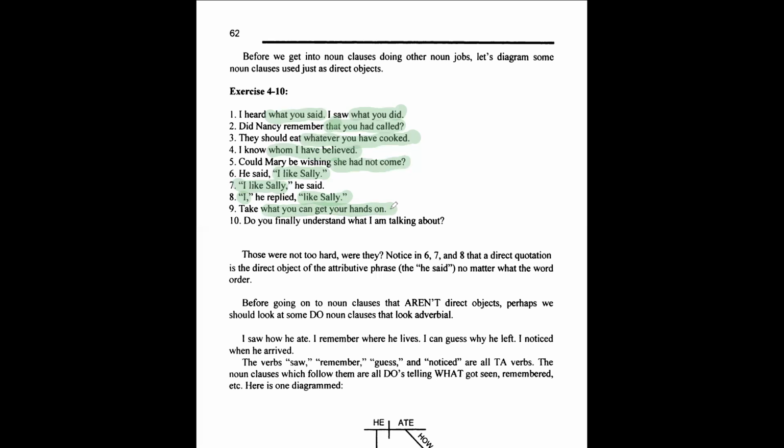Do you finally understand what I'm talking about? What do you finally understand? What I am talking about. So that's a direct object. All of these that I've highlighted in green are the direct objects. Okay.